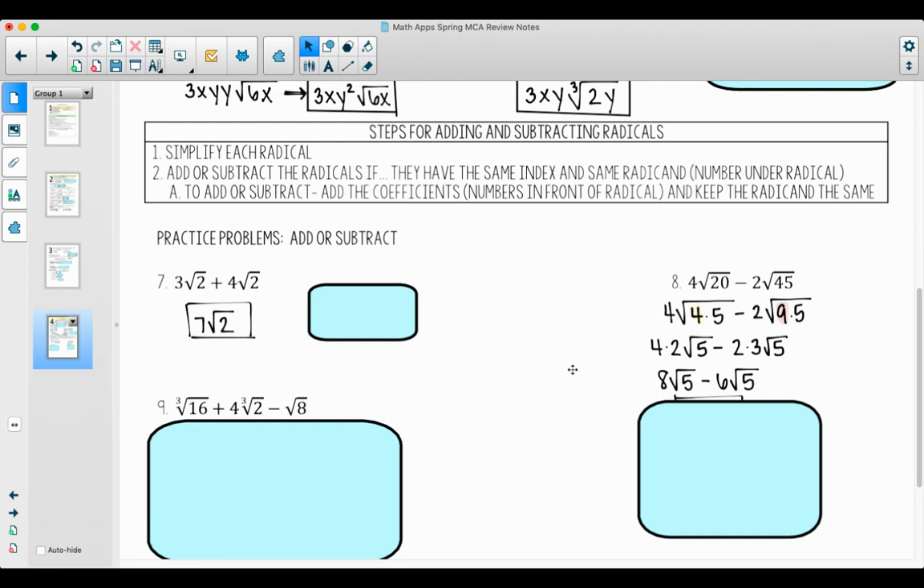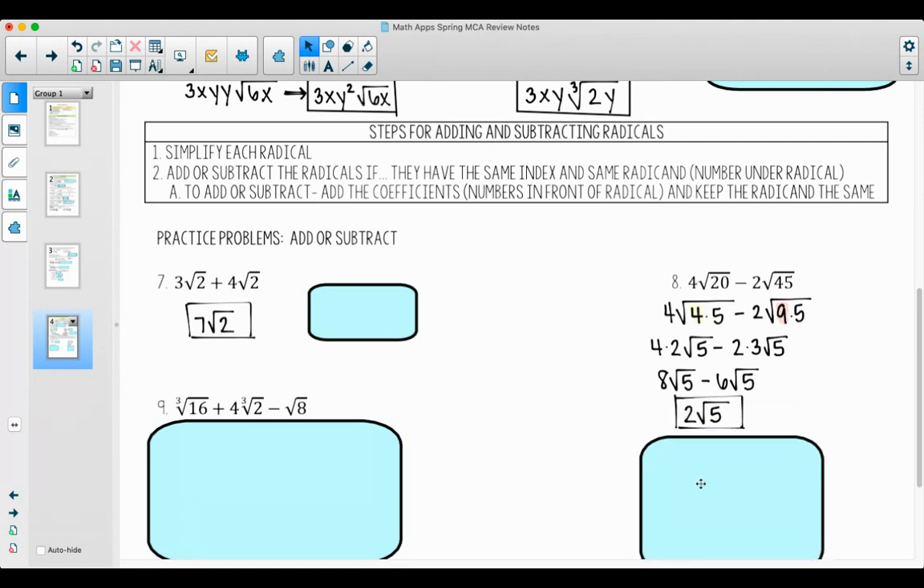Notice it's now very similar to that previous problem. They have the same index of 2 and the same radicand of 5. All I'm doing is 8 minus 6, and I carry down to get 2 square root of 5.